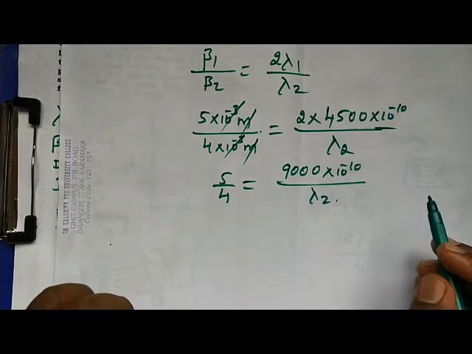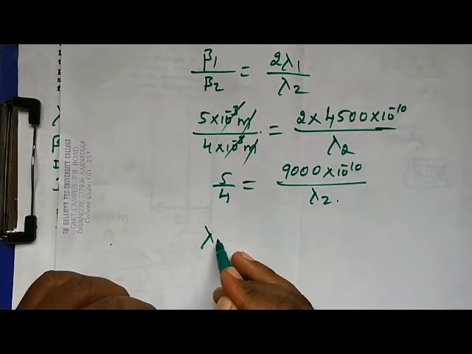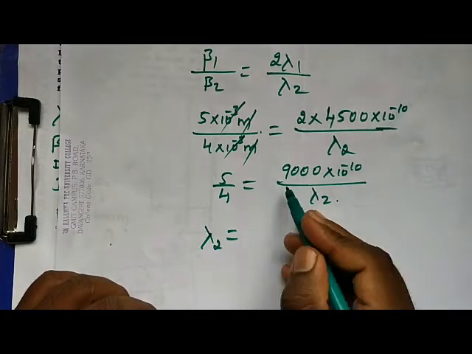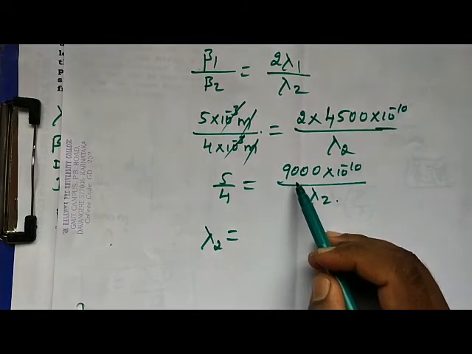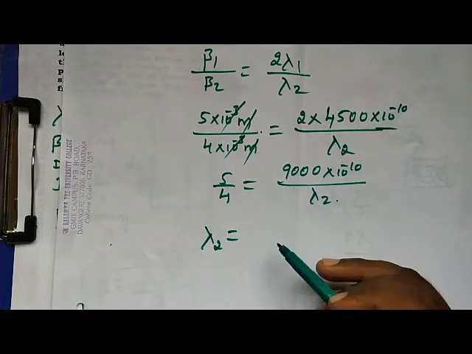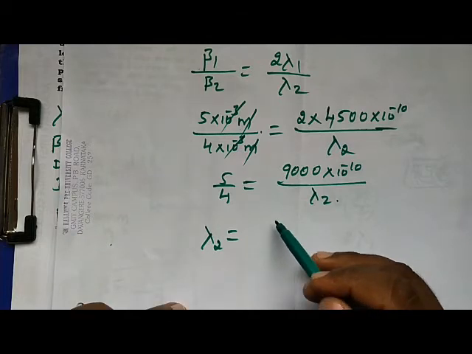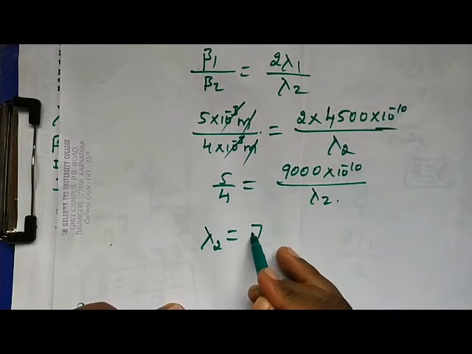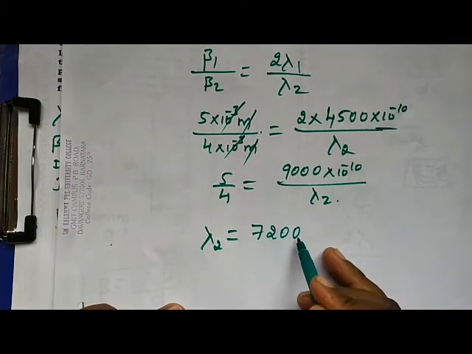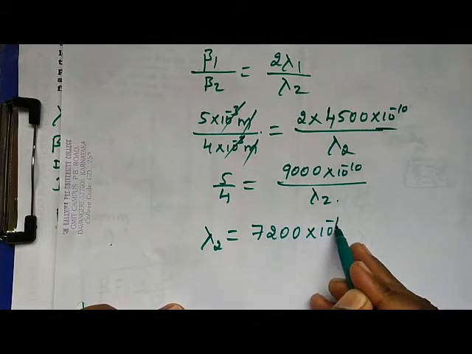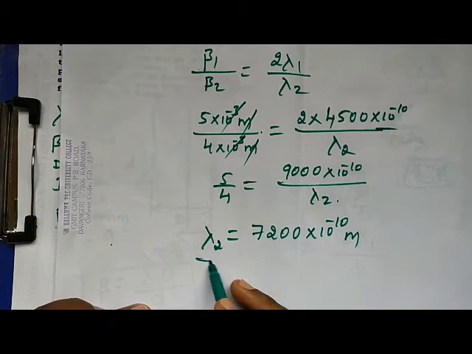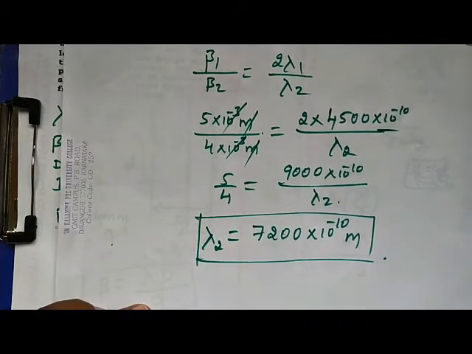If you simplify this, lambda 2 can be written as 9 4s are 36, so now 36,000 divided by 5. That answer is equal to 7,200. So in terms of angstrom, that is 7,200 times 10 to the power of minus 10 meter. So this is the wavelength of the light used in the given case.